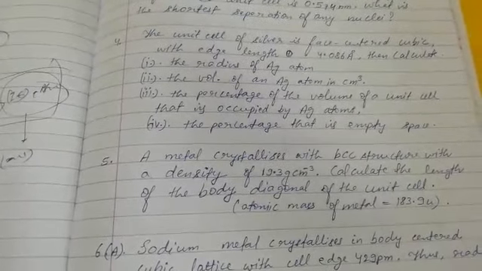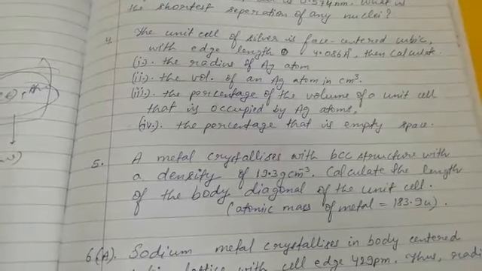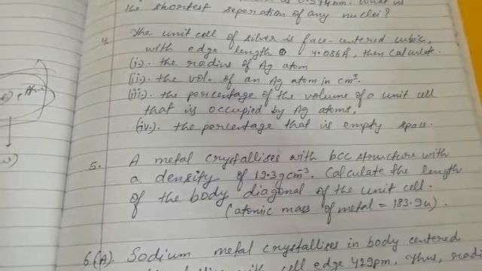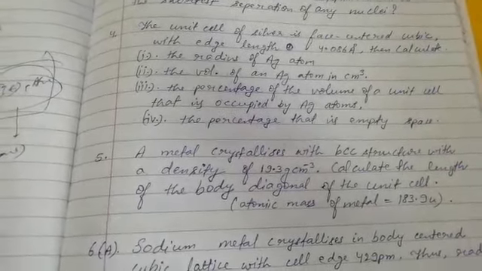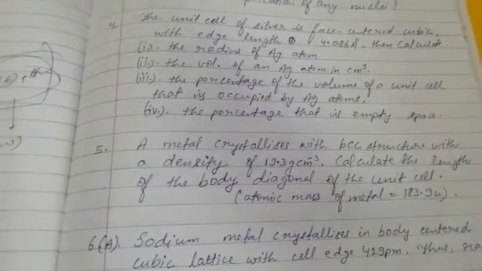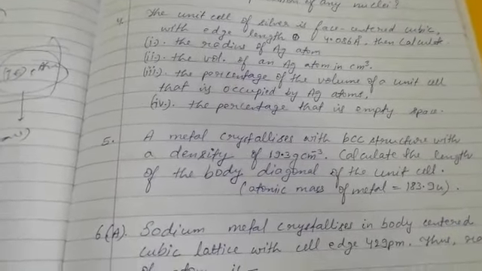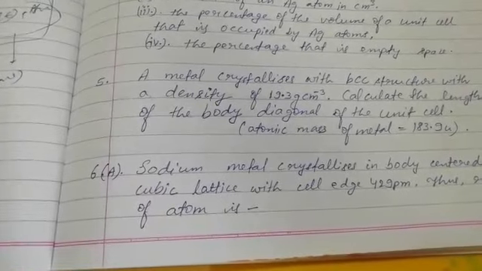Okay, question number 5 is a metal crystallizes with BCC structure with a density of 19.3 gram per centimeter cube. Calculate the length of the body diagonal of the unit cell. Atomic mass of the metal is given 183.9 U. Question 6 has 2 bits, A and B.